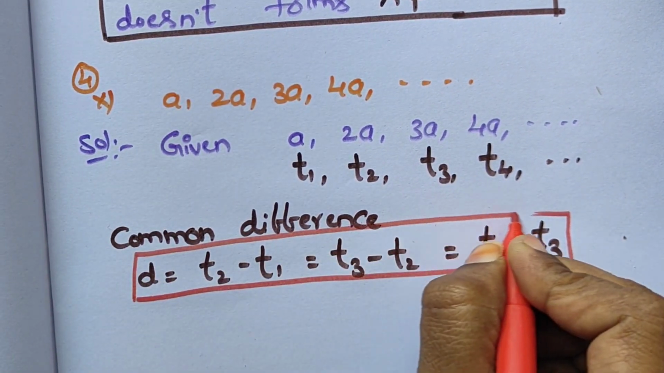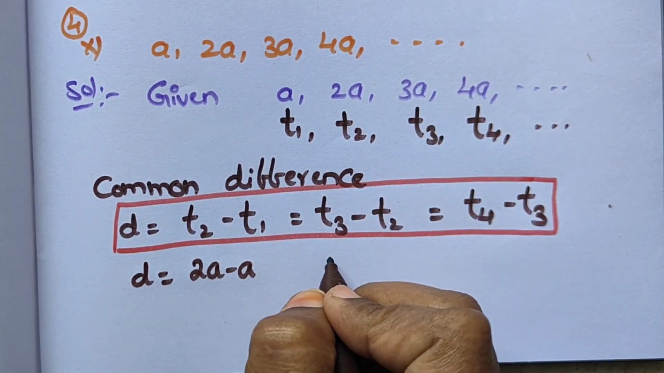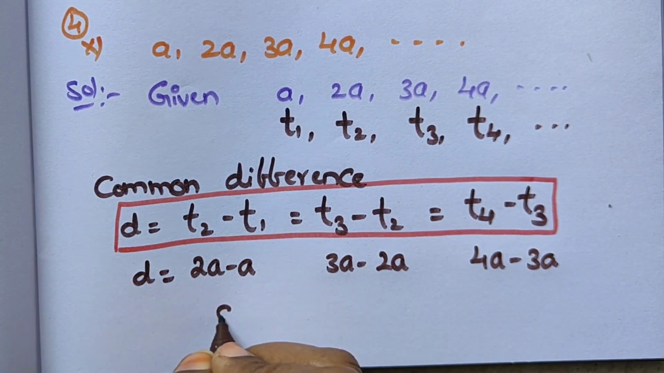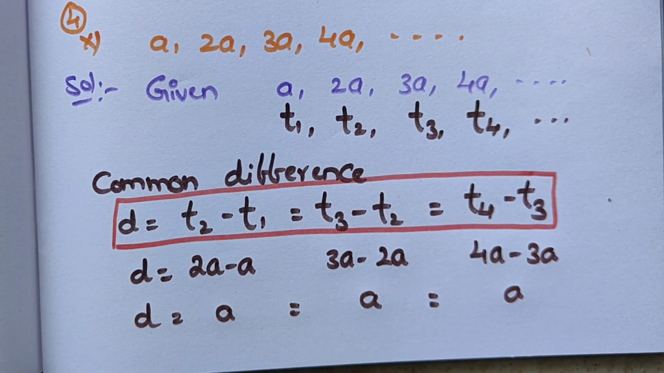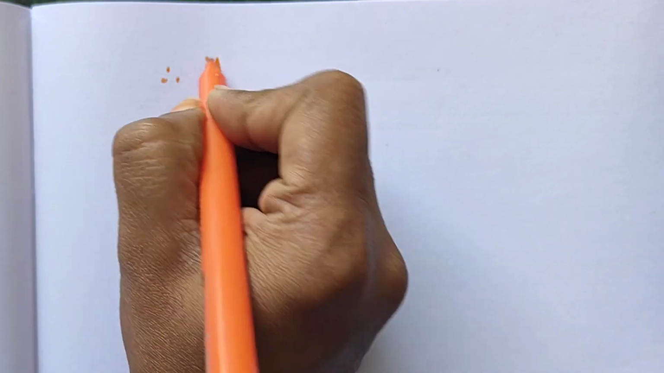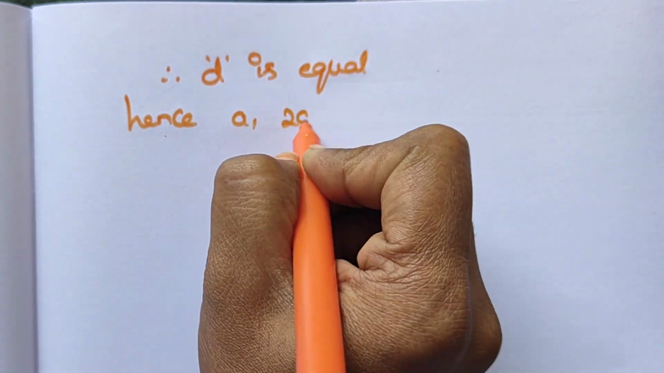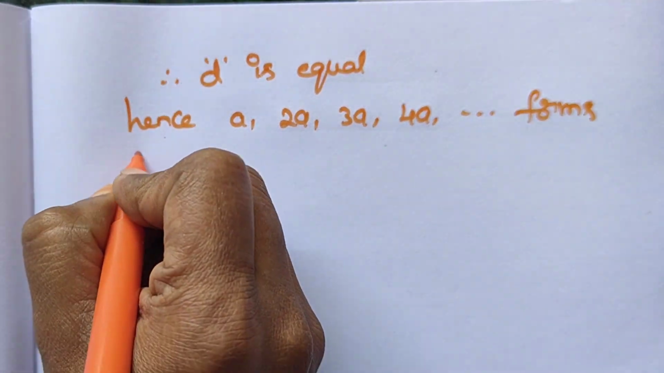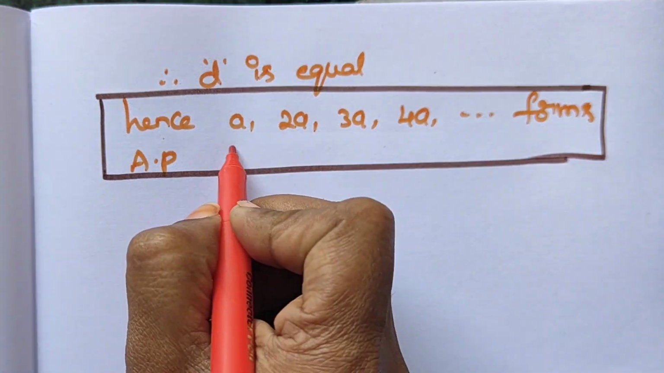This is the formula. Now we have to substitute the values. d is equal to 2a minus a, term 3 3a minus term 2 2a, term 4 4a minus 3a. Therefore the value of term 2 minus term 1 is a, term 3 minus term 2 is a, term 4 minus term 3 is a. Therefore d is equal. There is a common difference between two successive terms. So that's why the given series a, 2a, 3a, 4a forms an arithmetic progression. Since it is an arithmetic progression, we have to find another 3 terms.